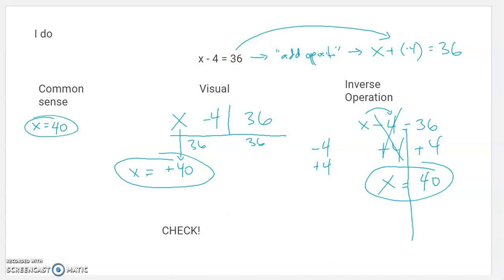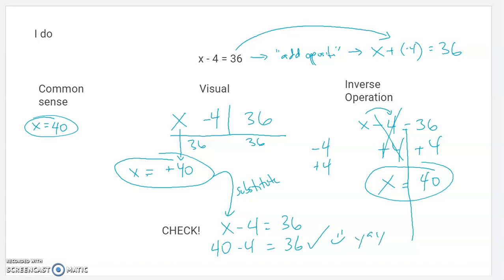All right, check it. Always safe to check with substitution. If x minus 4 is supposed to be 36, let's substitute and make sure that if I put in 40 there, 40 minus 4 equals 36, and it does. Check. Smiley face. Yay.